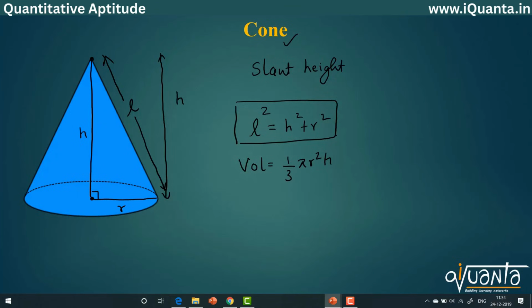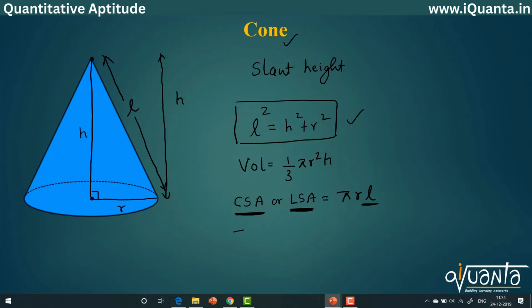Then after that we have curved surface area or lateral surface area. We saw that in cube and cuboid we do not have any curved surface area, but in a cone we have a curved surface area. It is also called lateral surface area sometimes, but both of them are the same. It is equal to pi r into L, where L is nothing but the slant height. So if you are given the radius and height of a cone, you can easily find out the slant height using this relation, and then you can put it into this formula.